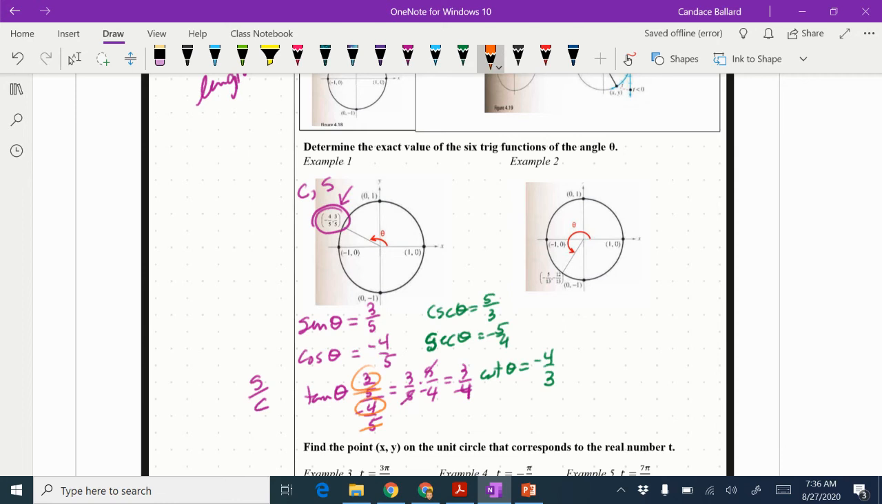So in example 2, we're going to do the same thing. Here are my coordinates. I'm going to start with the sine. I just typically start there on the left. That happens to just be the beginning. Sine is the y coordinate, so it looks like it's -12 over 13. Cosine is the x coordinate, it's -5 over 13. I wrote it right, I said it wrong.